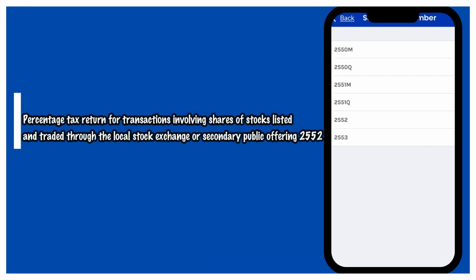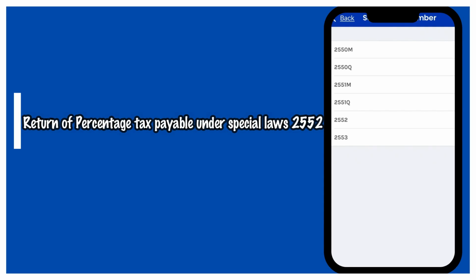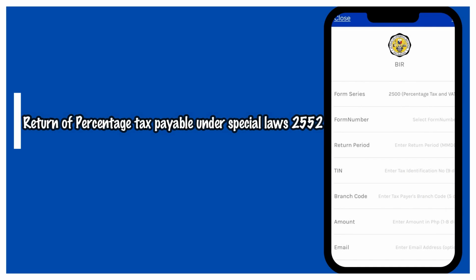E. Percentage tax return for transactions involving shares of stocks listed and traded through the local stock exchange or secondary public offering 2552. F. Return of percentage tax payable under Special Laws 2552. This form is used to pay percentage tax under special rules.